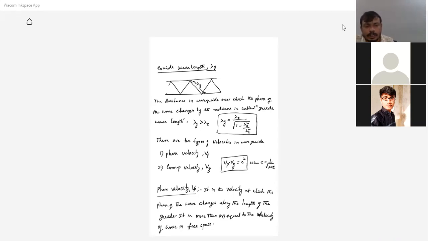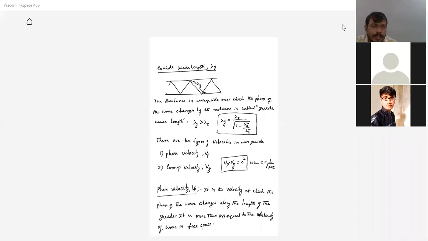Now we can see the derivation for the phase velocity and the derivation for the group velocity, then you can see that Vp into Vg is equal to c square. That also we will prove. So the guided wavelength is the distance in waveguide over which the phase of the wave changes by 2 pi radians. Remember these definitions, it's very important. That is the guided wavelength, lambda g.